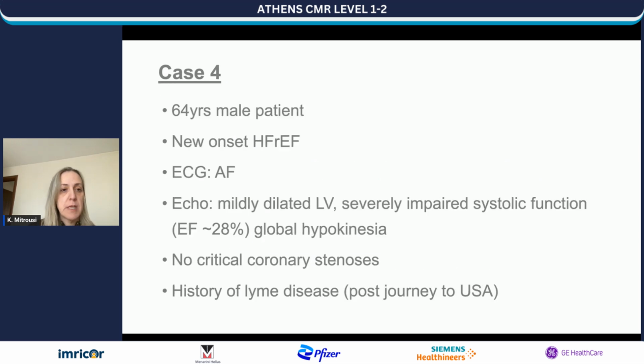And we're going into case 4, a 64-year-old male patient with new onset heart failure with reduced ejection fraction. An ECG shows atrial fibrillation. An echo shows mildly dilated LV with severely impaired systolic function with an ejection fraction of 28% and global hypokinesia. No critical coronary stenosis on the angiogram, and a history of Lyme disease post-journey to the United States.